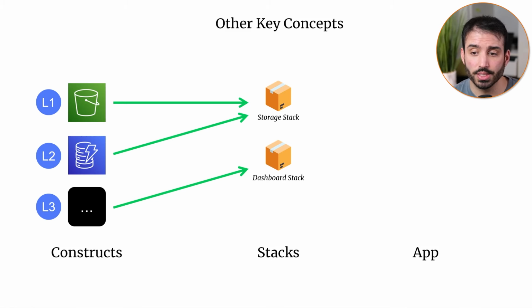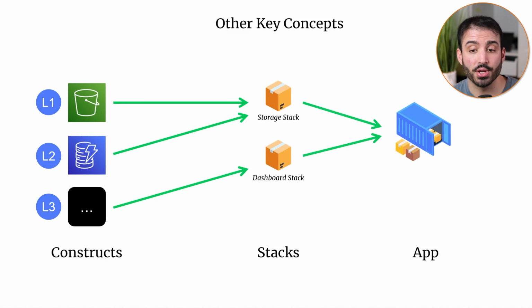So the last piece is the app, and the app is just the collection of the different stacks that are in your project. You can only have one app per project. You can't have more than one, but you can have as many stacks as you want within an app and as many constructs as you want within a stack. So that's the relationship between these three concepts. Okay, so these three concepts, constructs, stacks, apps, are basically the most important things that you need to know about.